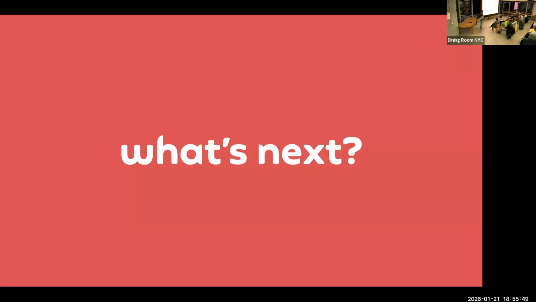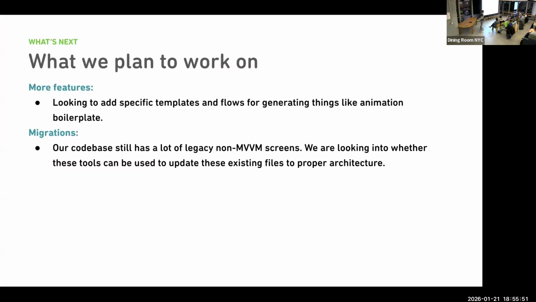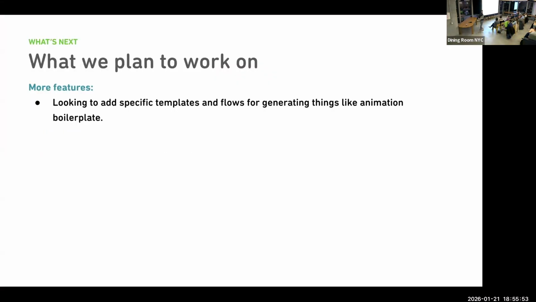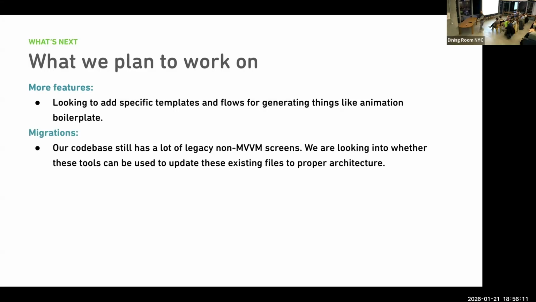So what is next for our work? We've got a lot coming up. First off, there's just a lot more boilerplate and code gen possibilities here. We have a lot of animations at Duolingo, and that involves a lot of boilerplate, so we're looking into how we can create templates and flows for that. Also maybe KMP. There's tons of stuff that we could extend here. We also are looking into migrating legacy code. So yeah, our code base is far from perfect.